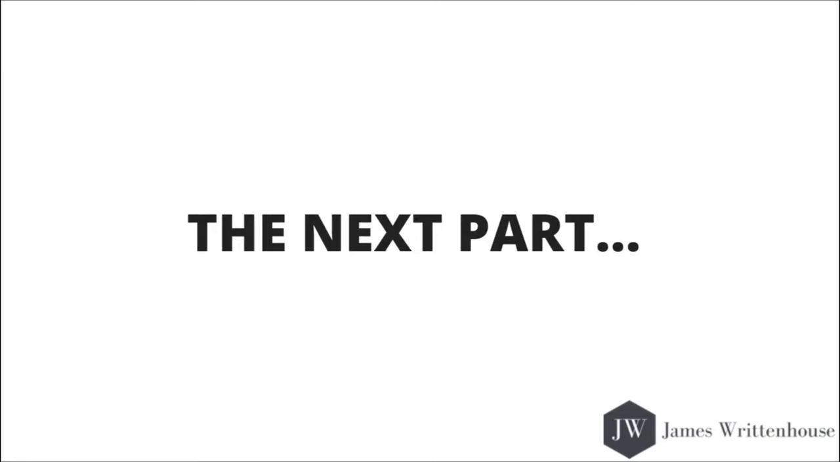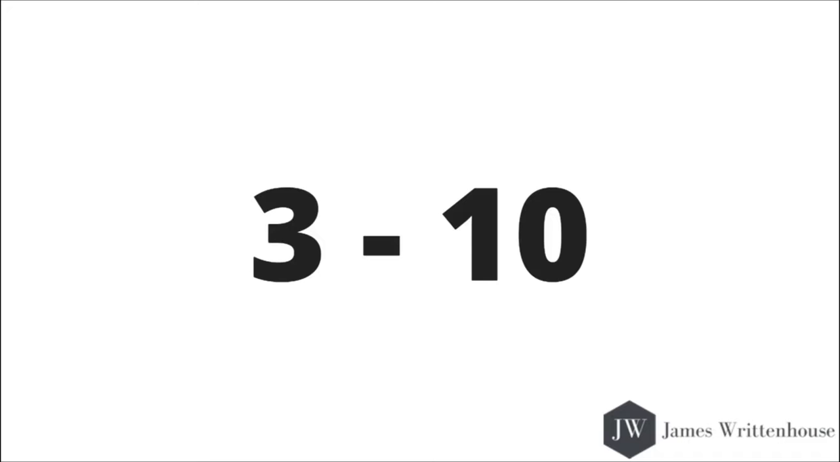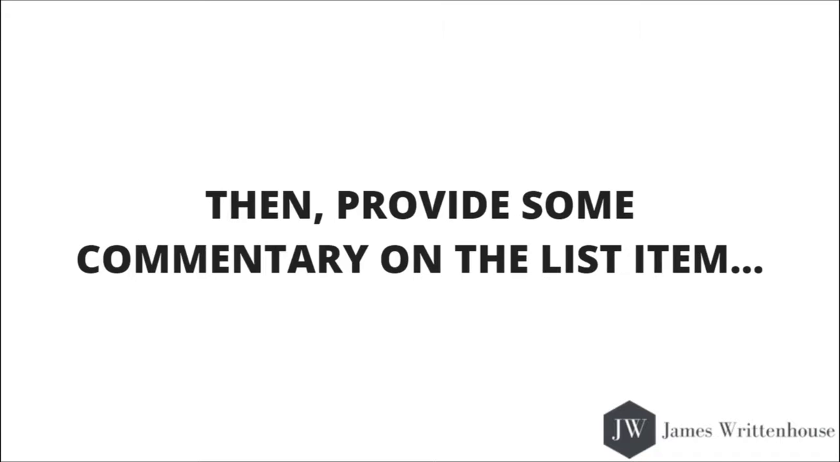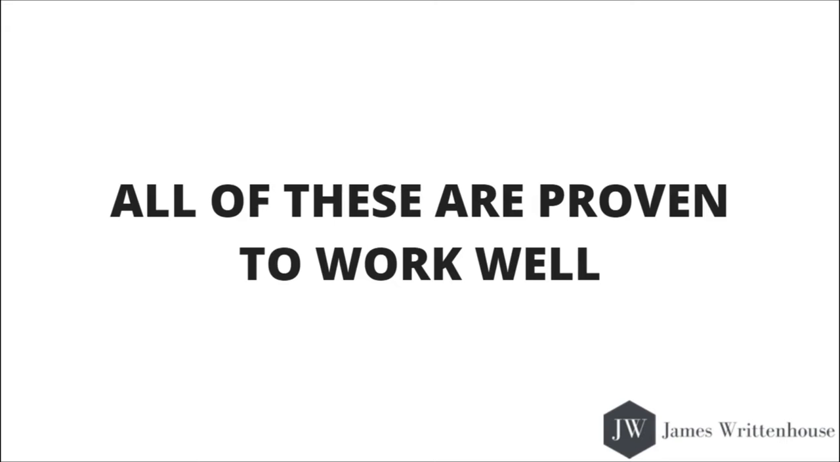The next part of our video list is the actual list itself. Ideally, it should be anywhere from 3 to 10 items. Each list item should follow a 2-part formula. First, state what it is, then provide some commentary on the list item. This could be one of several things: interesting facts, things people don't commonly know, the answer to a question, the solution to a problem, or simply your personal opinion. All of these are proven to work well.